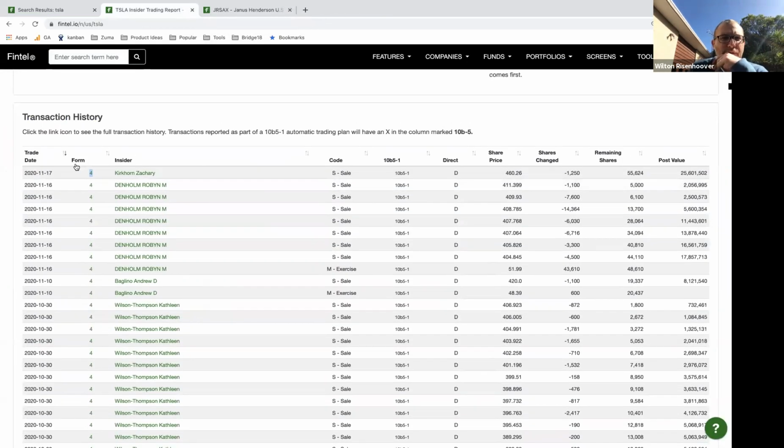So we basically summarize all that information in this table here. It was a sale, it was direct ownership, there's the share price and so forth. We look at what they had before and tell you what the value of their holdings is after the fact. We also look at 10b5-1 forms. So if you were to go look at this again, it would probably have mentioned that it was a 10b5-1 form. And what is a 10b5-1 plan, I guess is what I should be saying.